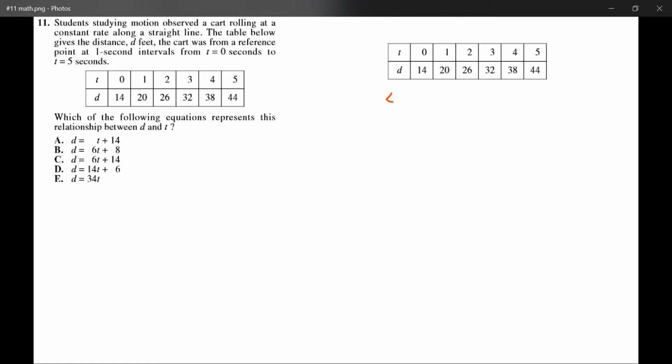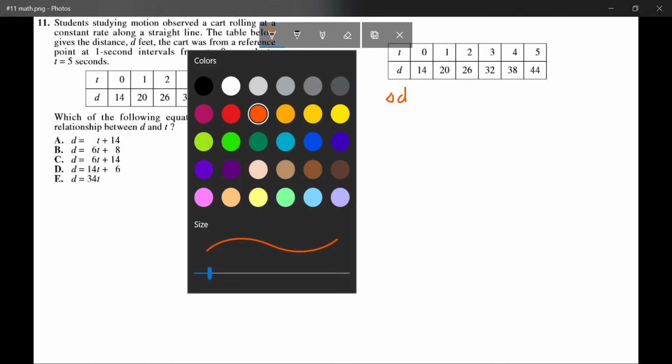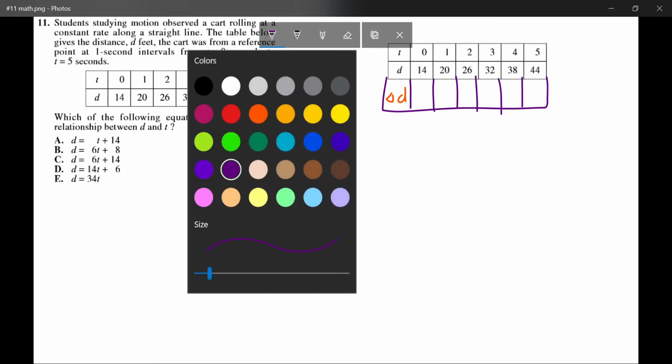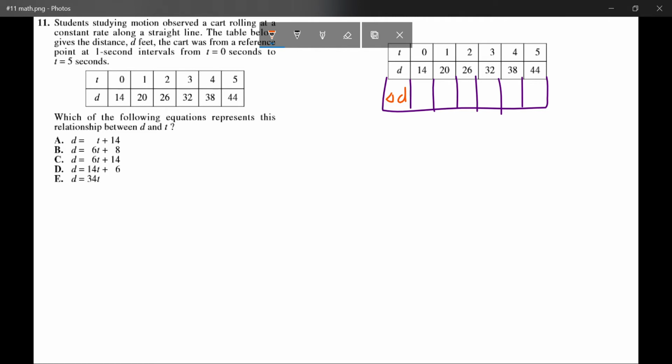So I'm going to do a delta d, and for those that aren't aware of what I'm talking about there, that is the change in distance, and it's going to be again the same time as what we have above. So this is the way that I would solve it.